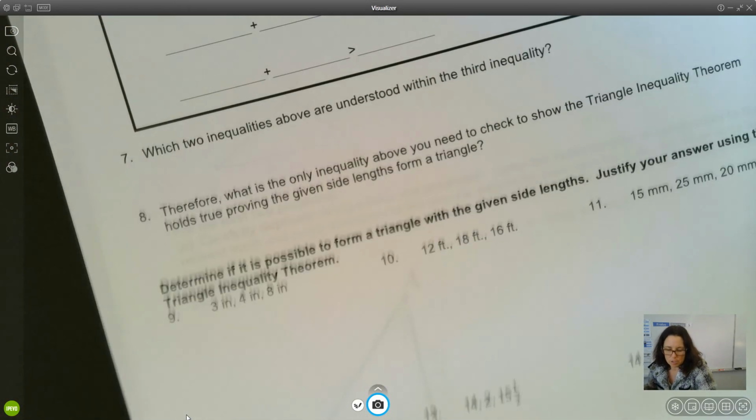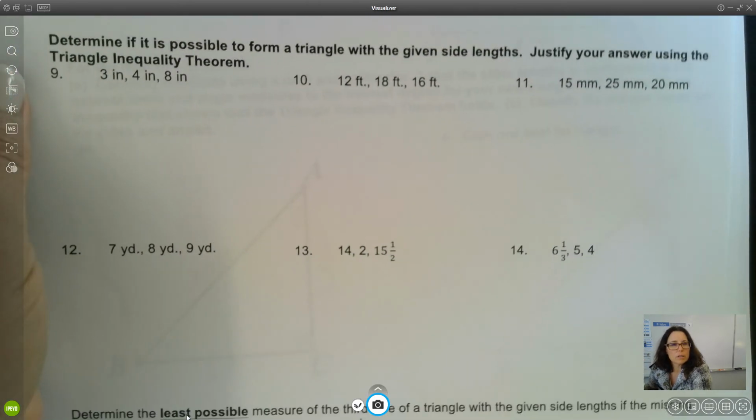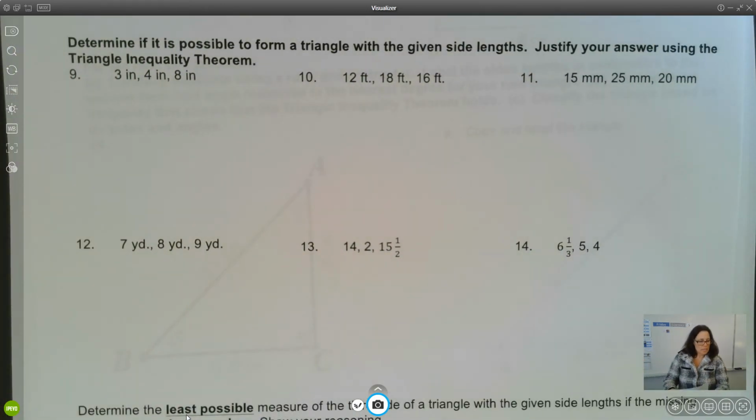We're going to answer these questions right here, and that will conclude our lesson. Okay, it says determine if it is possible to form a triangle with the given side lengths. Justify your answer using the triangle inequality theorem.